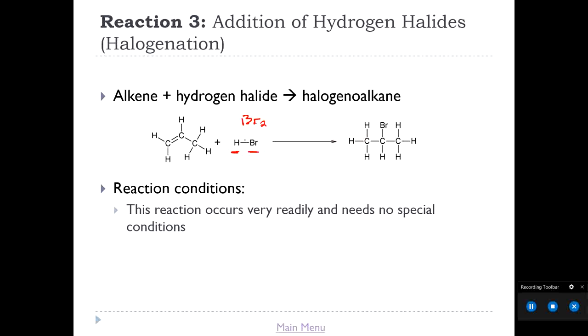So just know that it adds a hydrogen and a bromine to either side of the alkene, creating a halogenated alkane. Okay, and again, this reaction, like the previous, occurs with no special conditions required.